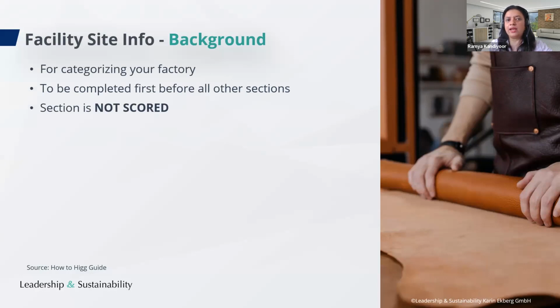But if we say that we do not have a valid operating license, then the entire Higg FEM is going to be scored as 0. So that is something that we have to keep in the back of our mind. One of the important criteria that we have to note when completing the facility info is that we have to ensure that the information regarding materials used in the facility, and all the information being requested, is reported correctly.